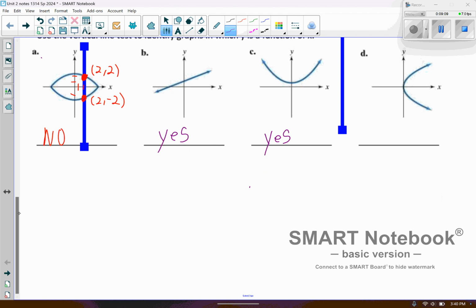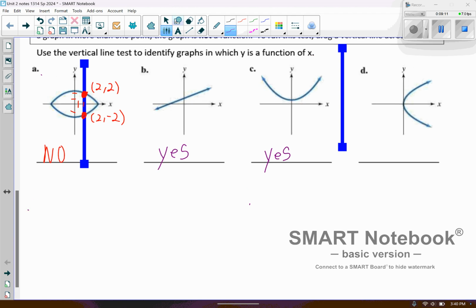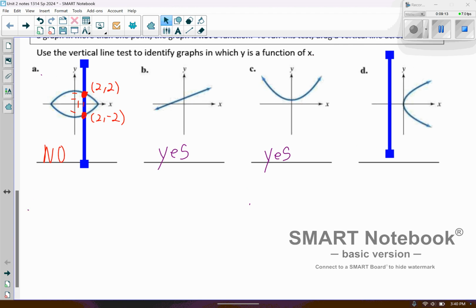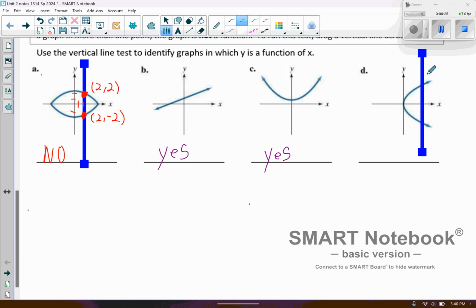All right, and then my last example, D, right here. Right there, it's only touching at one point, but right as I move over, uh-oh, I'm touching at 2 points. Not good. So once again, it's the same thing as my other one. I'll just stop right there. Right here, the problem is I'm getting two different results. And so that's going to be no. That does not qualify as a function.